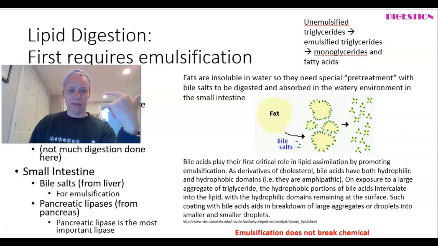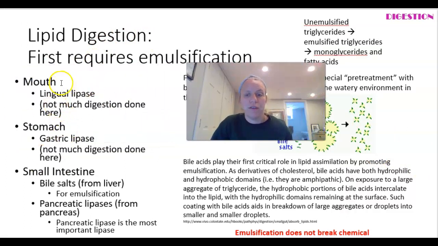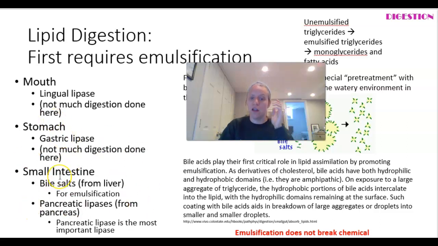Okay, so over here, let me move. It says mouth. We know that there are enzymes there, but not a whole lot of digestion is happening because you need emulsification. You got to separate the fats from each other to actually get the enzymes in to break apart the fats. Okay. Stomach, also an enzyme, but not much digestion is really happening here. This is where it's all going to happen, down here at the small intestine.